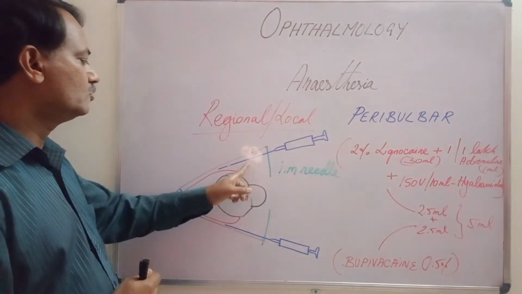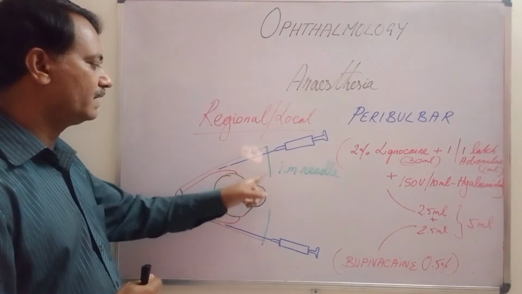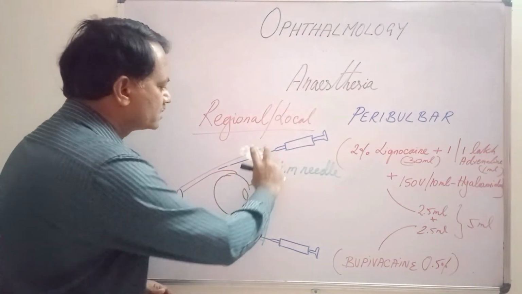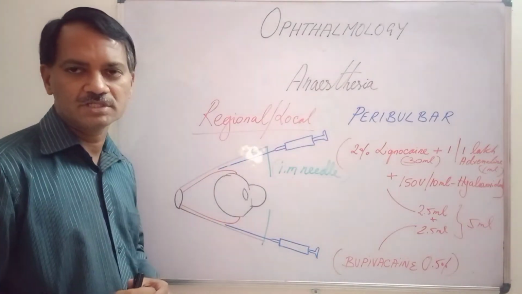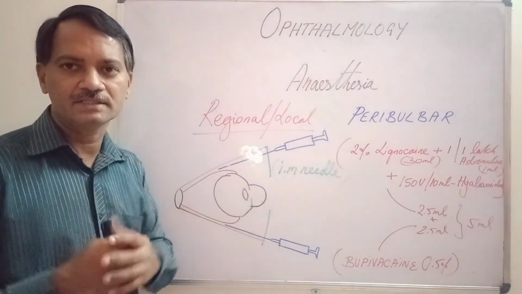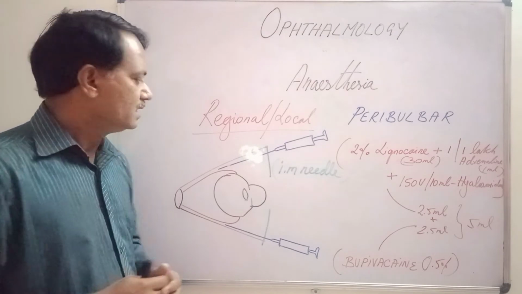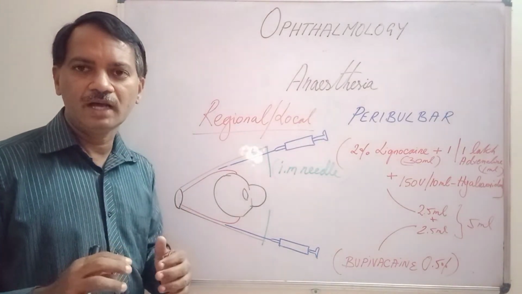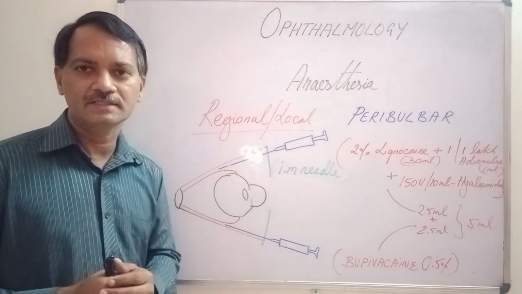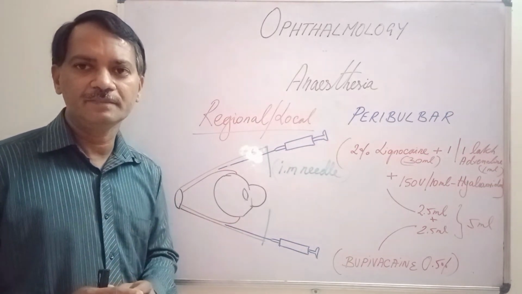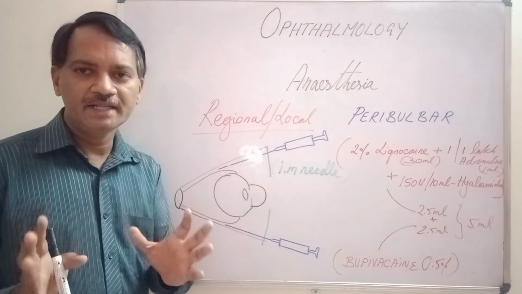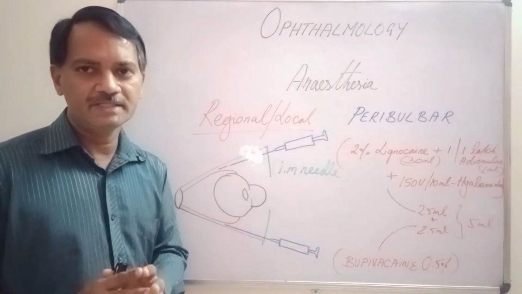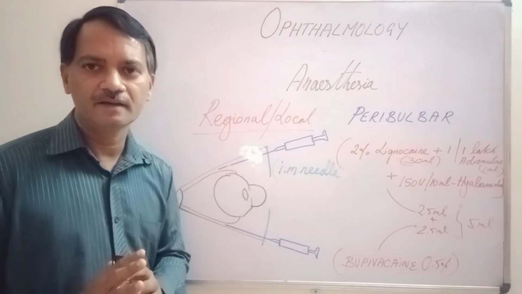Sometimes you can injure a vessel here, so there will be bleeding that will lead to swelling of the lids, ecchymosis or subconjunctival hemorrhage. Sometimes when you touch the extraocular muscles, it may lead to an oculocardiac reflex and suddenly there may be a cardiac shock. So we have to monitor the patient while giving anesthesia.